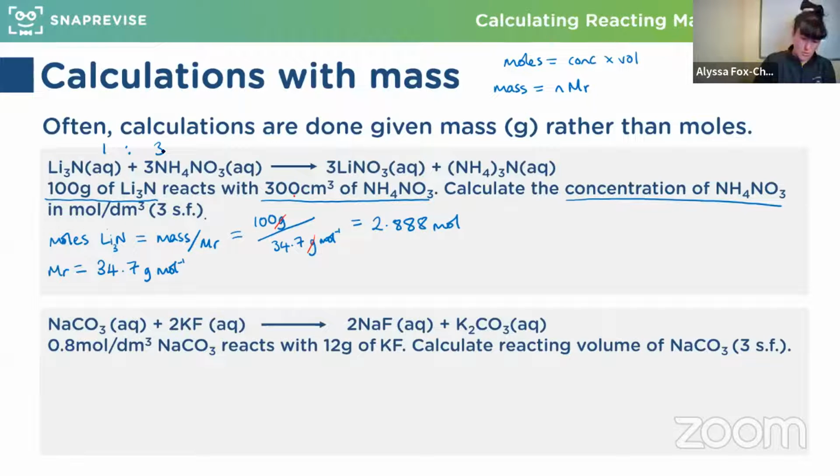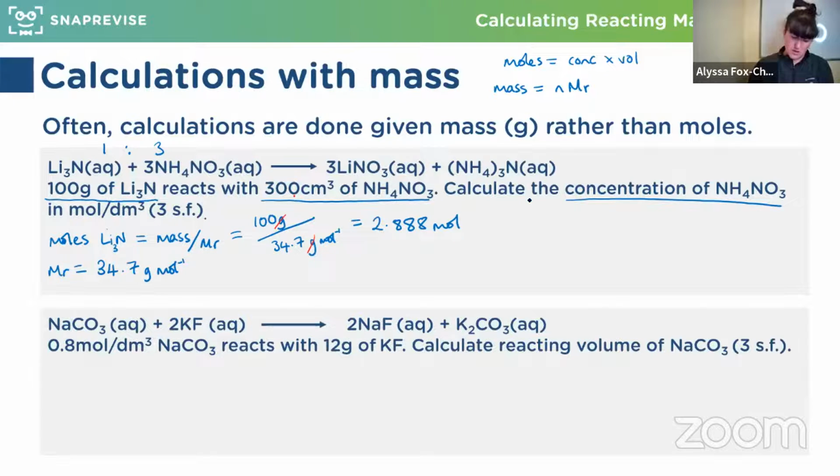I've realised I might have been saying nitrate for lithium nitride, and I should have been saying nitride. So well done if you picked that up. Apologies. That's just me being lazy. Should be lithium nitride, Li3N, not nitrate. So 3 lots of ammonium nitrate to every 1 lot of lithium nitride.